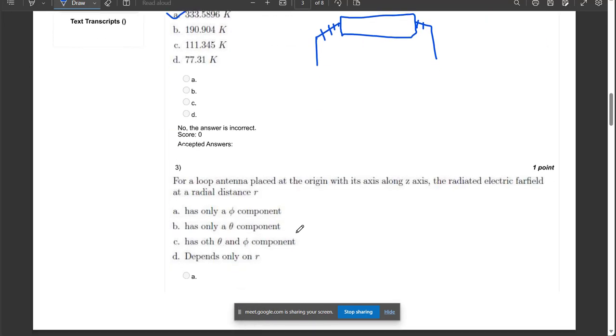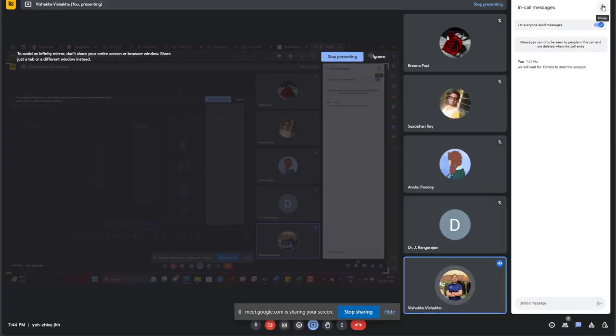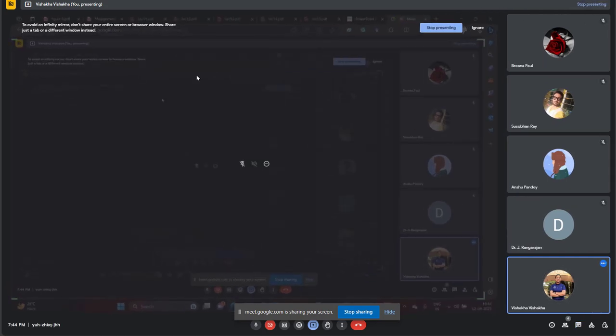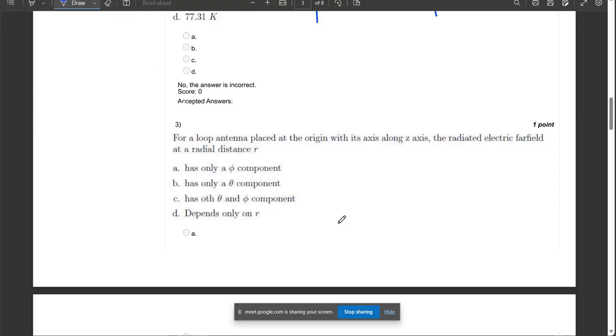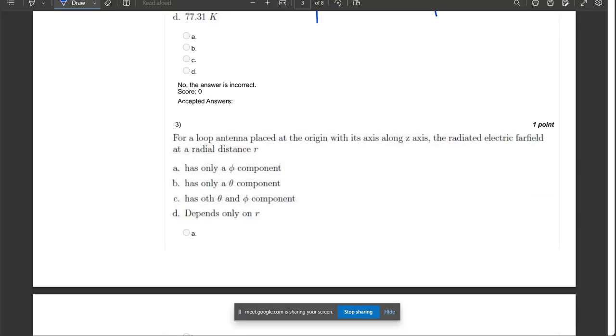Okay. So let's solve the next question. For a loop antenna placed at the origin, any doubt, anyone? Anyone has any doubt in the previous question? Question number 2? No? Okay. So let's go to question number 3.